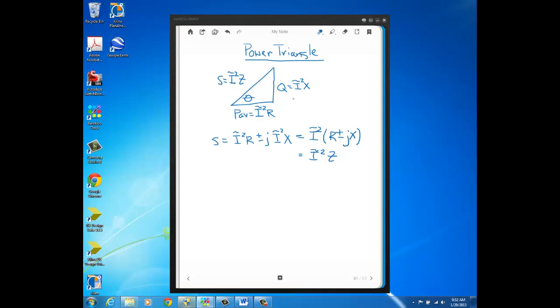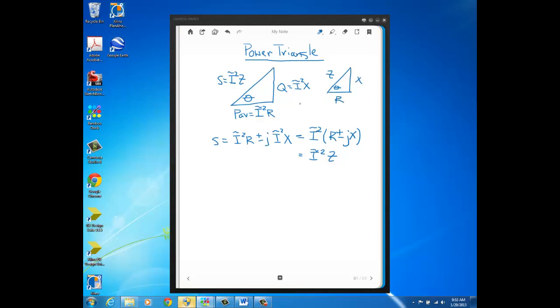So if you look at this, you can see that the power triangle is just the impedance triangle scaled by I squared, just scaled by a factor, right? Because if we were to divide each side of our power triangle by I squared, we would just get Z, X, R. We just get the impedance triangle.